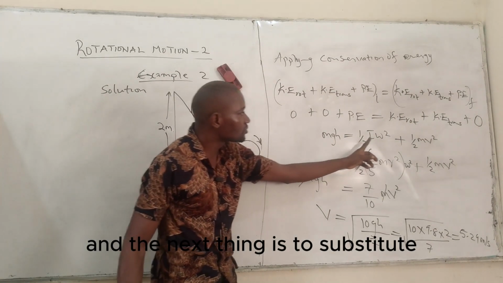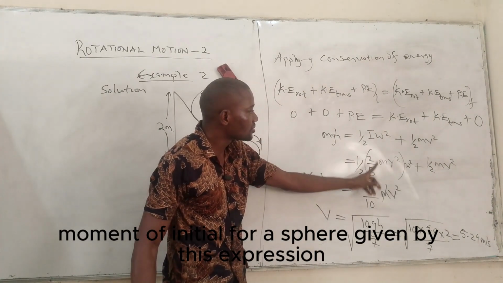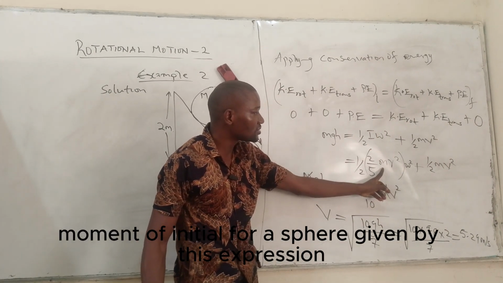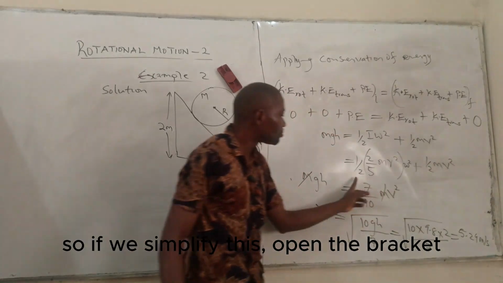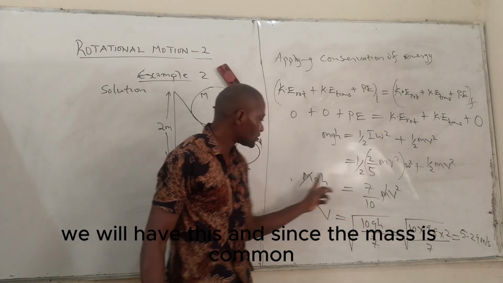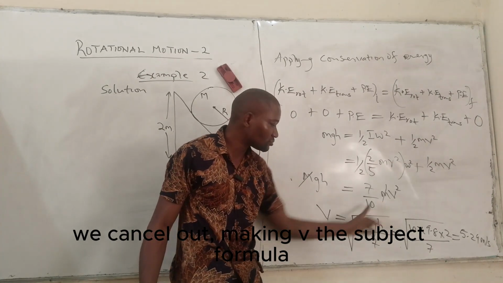And the next thing is to substitute. Moment of inertia for a sphere is given by this expression. So if we simplify this, open the bracket, we will have this. And since the mass is common, we cancel out, making V the subject of the formula.